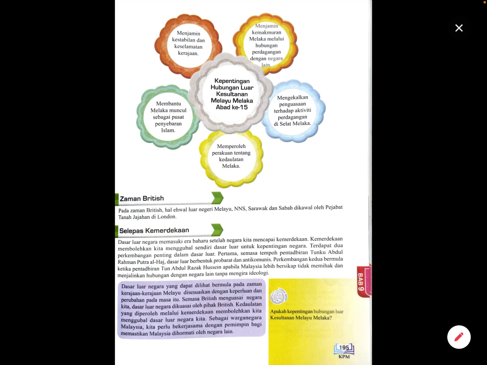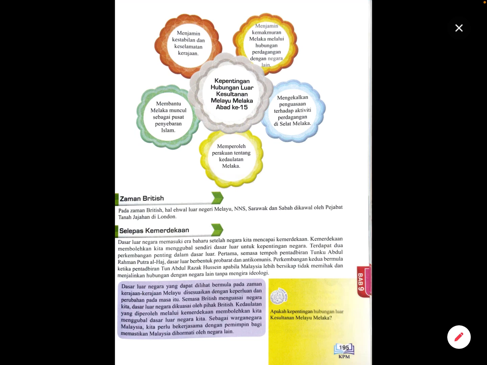And then next, mengekalkan penguasaan terhadap aktiviti perdagangan di Selat Melaka. This one means that with these relations, Selat Melaka would be used to its fullest potential. Not only is there Melaka, there's also Pulau Jawa and other places along the Malacca Strait, Selat Melaka. And since Malacca is already there, might as well take advantage of its good location to get more trade. Memperoleh perakuan tentang kedaulatan Melaka. Again, as I said earlier, it's proof that Malacca is a very popular nation back then. The earlier one is more towards ensuring that Malacca is a prosperous country. This one is more towards making Malacca more recognized.